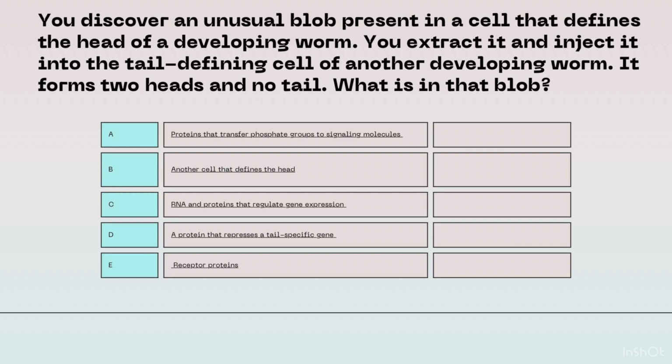What is that blob? Is it A, proteins that transfer phosphate groups to signaling molecules, B, another cell that defines the head, C, RNA and proteins that regulate gene expression, D, a protein that represses a tail-specific gene, or E, receptor proteins? So pause this video real quick and try to answer this on your own. So the correct answer is going to be C, RNA and proteins that regulate gene expression.